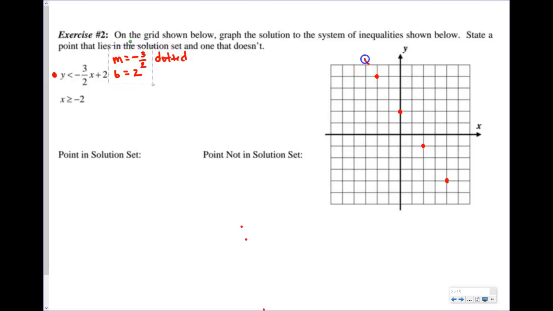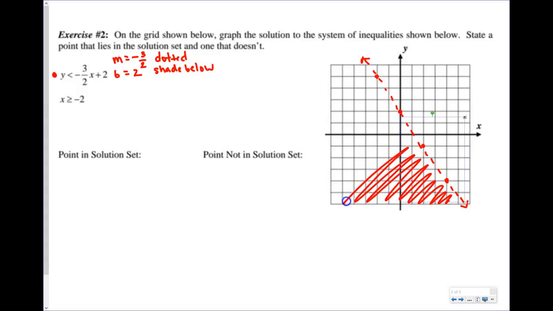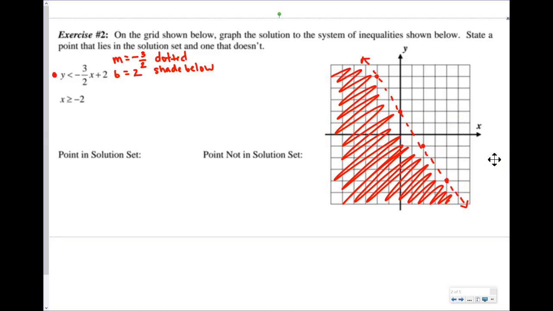So I'm going to connect these with a dotted line, dashes, dots. Okay? And then I have to ask myself about shading. This is a less than sign, so I'm going to shade below. So I'm going to shade the whole grid and everything below it. Okay? All right, that's the first equation.